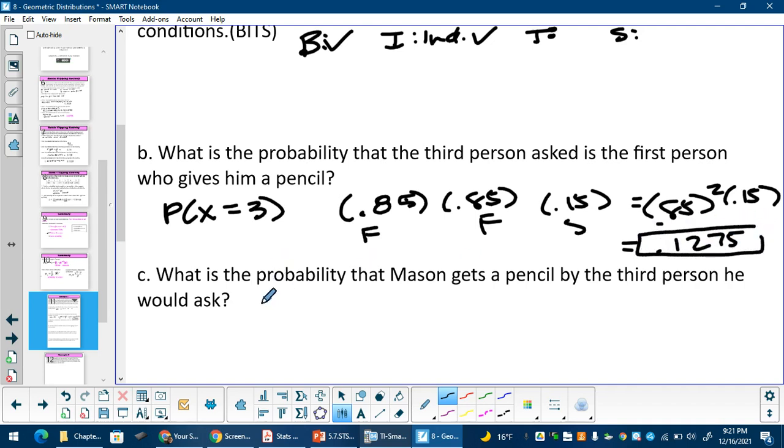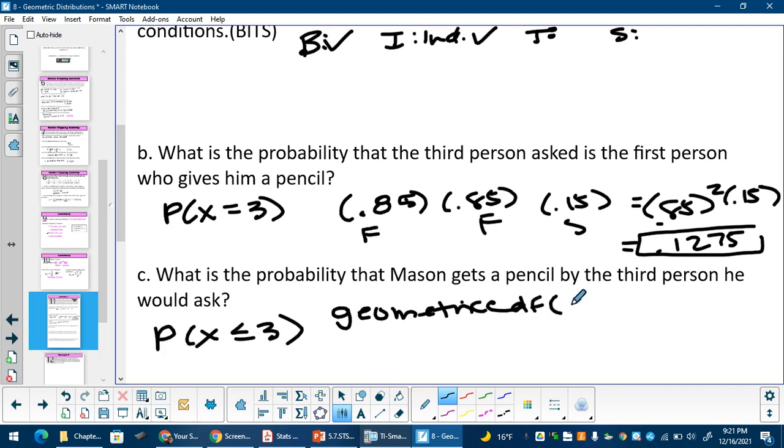All right, what is the probability he gets a pencil by the third person? So he could get it on the first, second, or third. So the difference is it is less than or equal to 3. So I'm going to use my handy calculator and say it's geometric CDF. And geometric CDF doesn't have the number of trials like the other one. It doesn't have the n. It just has the probability and the x value. So it's going to be geometric CDF. The probability of success is 0.15, and we want to know by the third person.